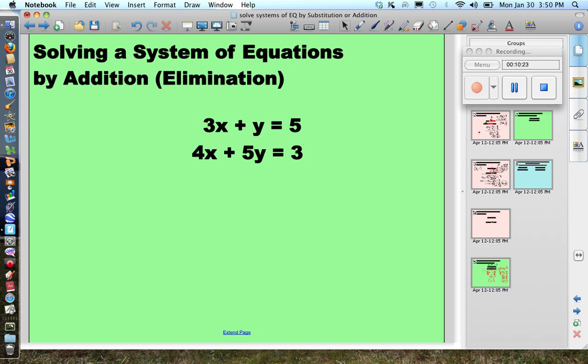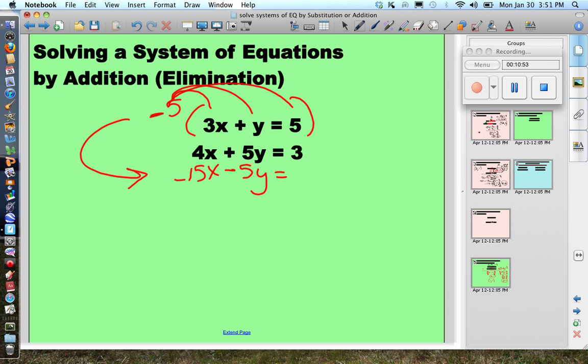So you have to look ahead a little bit at what you want the variables to be to work for you, and then we're going to manipulate it. So as long as I multiply both sides of that first equation, everything, by negative 5, I'm going to end up with a negative 5y. So I'm going to rewrite that down here. Negative 5 times 3x is negative 15x. Negative 5 times y would be a minus 5y. And then negative 5 times 5 is a negative 25.